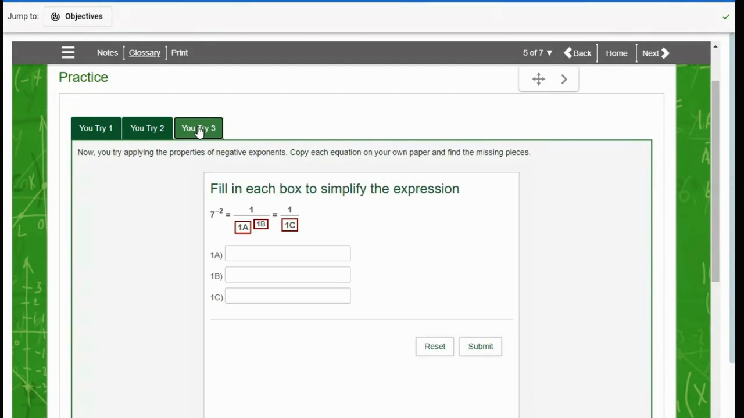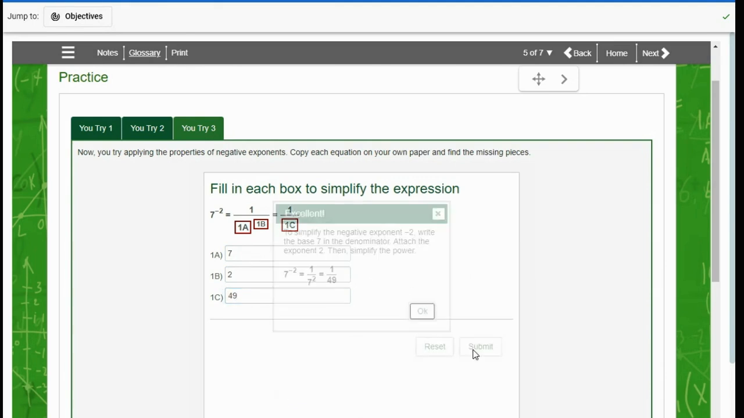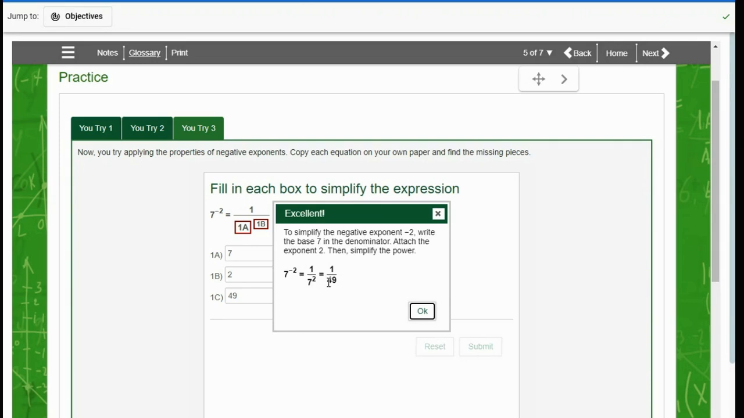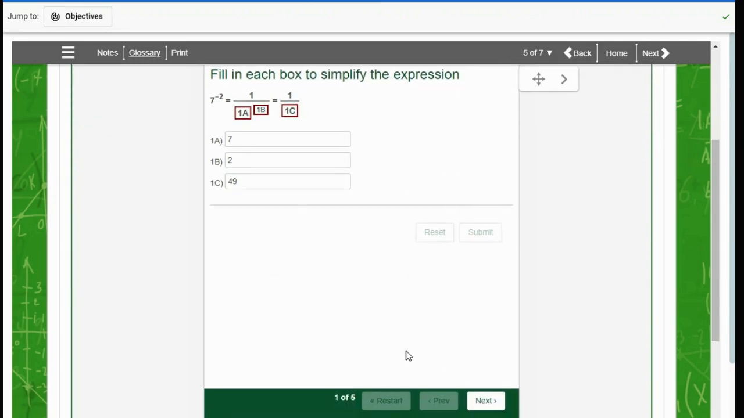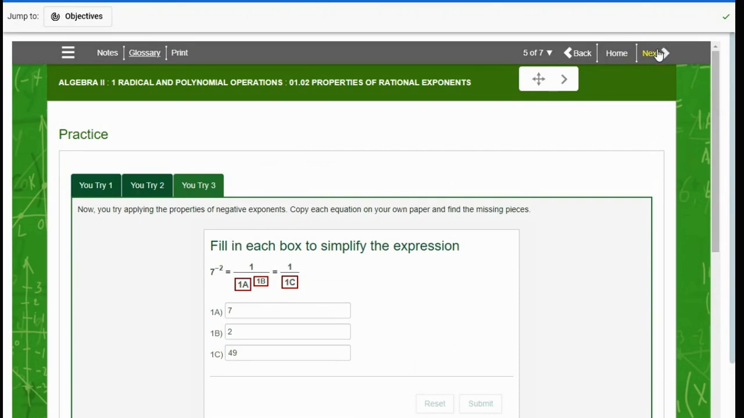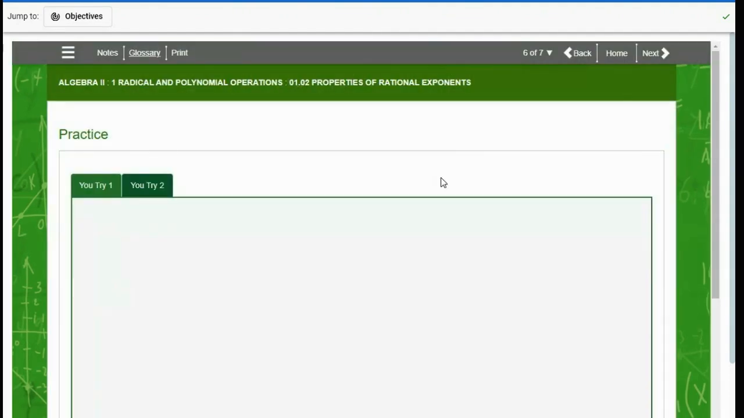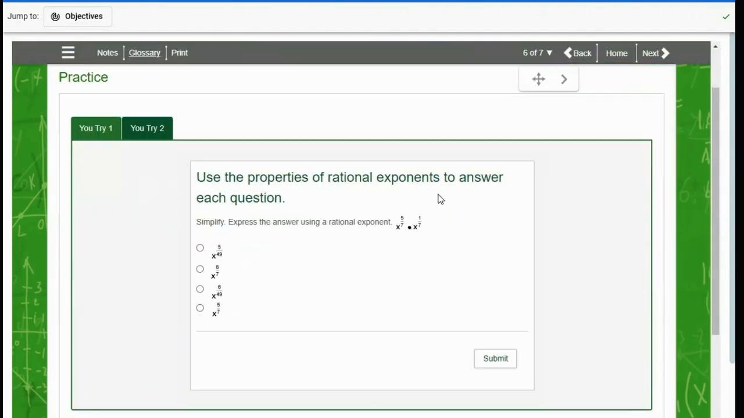Multiplying quotients. Here's the last one. Fill in each box to simplify the expression. 7 to the -1/2 would be the same as 1 divided by 7 to the positive 1/2, which is 1 over the square root of 7. 7 to the -2 power is 1 over 7 to the positive 2 power, and 7 squared is 49, so 1/49. So there's 5 problems there as well. And then the next page has more practice for you. You try 1, you try 2. Simplify, express the answer using a rational exponent.